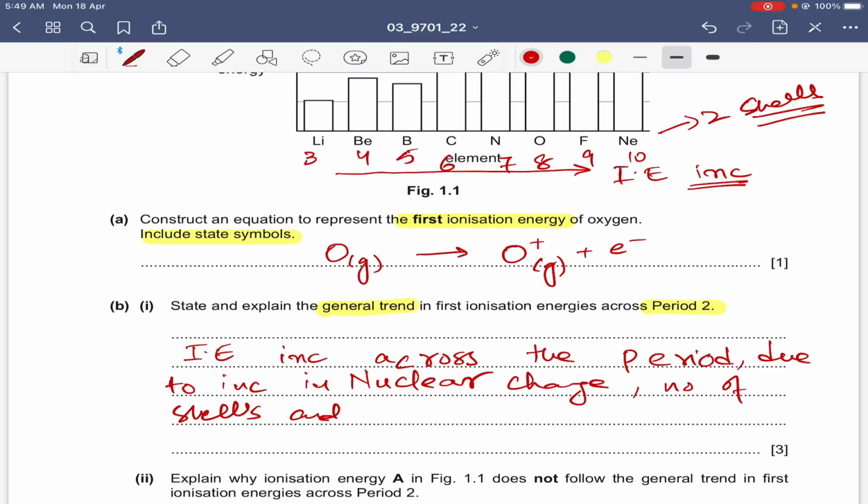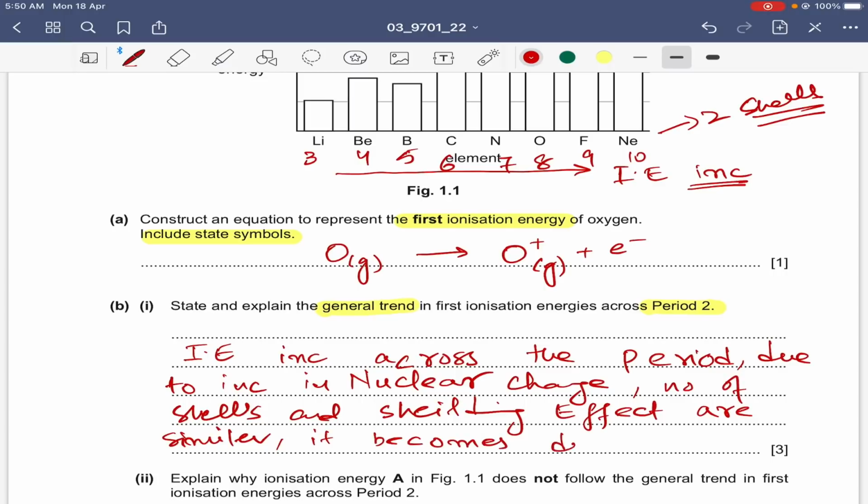and obviously the shielding effect, if the number of shells is the same, that means the shielding effect would also be the same. Shielding effect is similar, so it becomes difficult to lose an electron because the number of shells is the same, shielding effect is the same, but nuclear charge, the number of protons, is increasing. So they would attract the valence electron more, so it would become difficult to lose an electron. So as nuclear charge is increasing, number of shells is the same, shielding effect is the same, it becomes difficult to lose an electron.